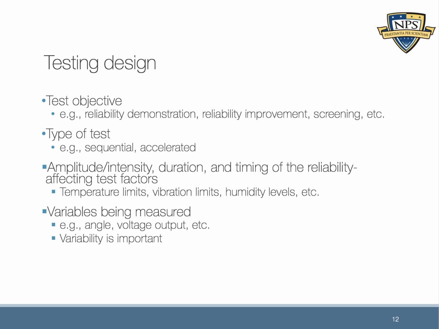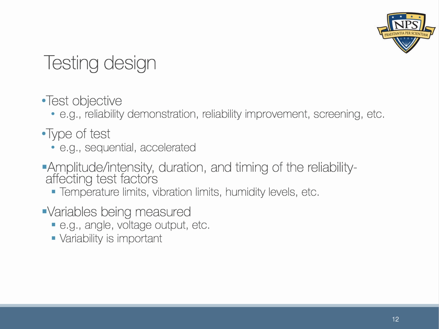The type of test, we can have sequential tests, which we'll cover a little bit later. We can have something like an accelerated test, right? Where we're actually testing the system for a relatively short amount of time, but that's representing, for example, the lifetime of the system, or actually sometimes the multiple lifetimes of the system, right? So there's different types of tests there.